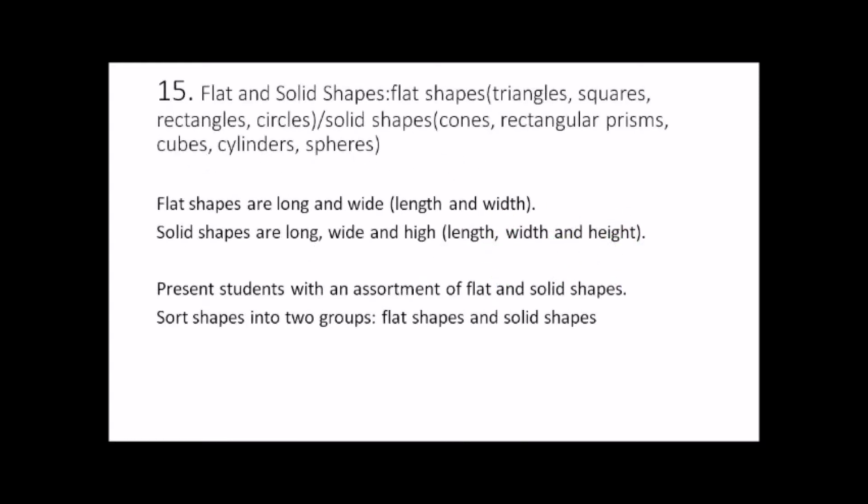Okay, then you move on to flat and solid shapes. Flat shapes, triangles, squares, rectangles, and circles we already dealt with. Solid shapes now: cones, rectangular prisms, cubes, cylinders, and squares. Flat shapes are long and wide, they have length and width. Solid shapes are long, wide, and high, and you must demonstrate that height for them to know it's a solid shape. Present students an assortment of flat and solid shapes. They must sort them into 2 groups, flat or solid. That's all you need them to do at this time.